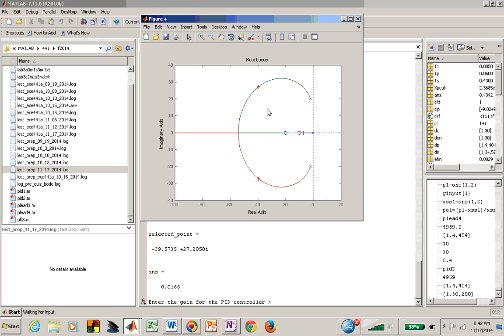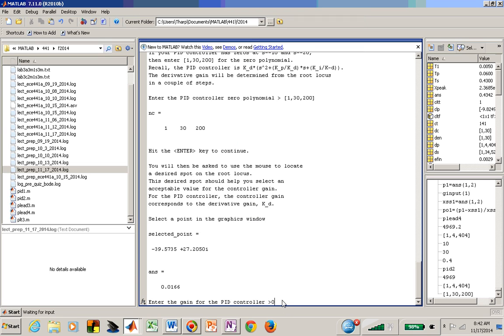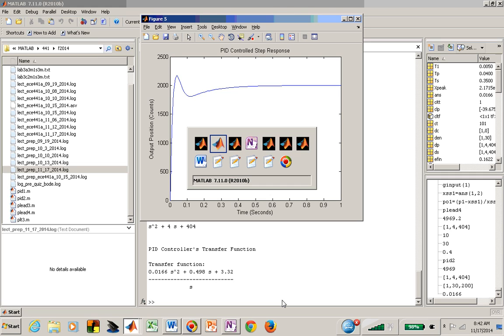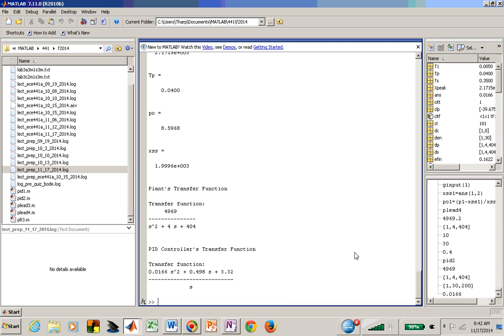Now, let's enter a gain for the PID controller. We're pretty happy, I think, with that location. So let me just go ahead and say that I'll pick 0.0166, and that's now my response, which if I go back to Matlab, see that sort of gradual tail as it goes to the steady state? That's the influence of that third pole that's near the origin.